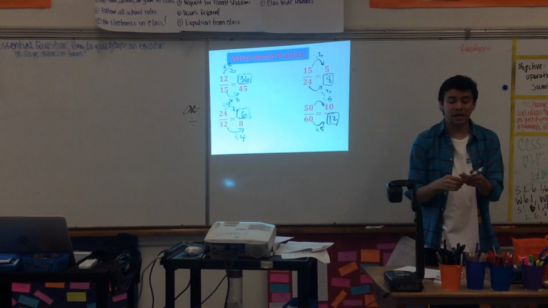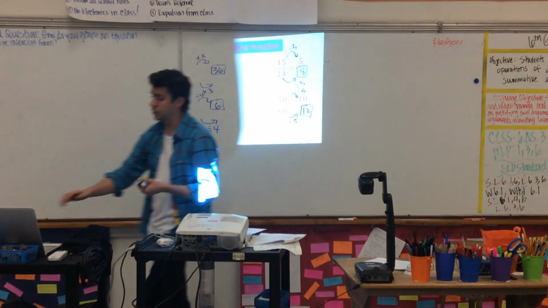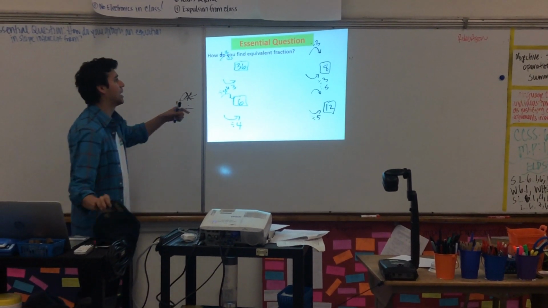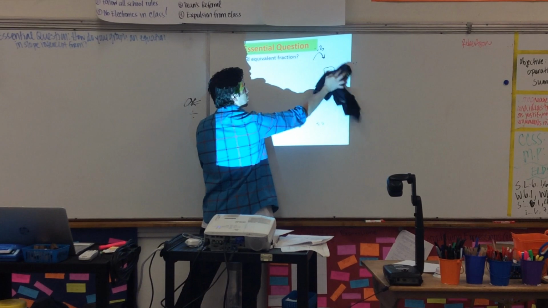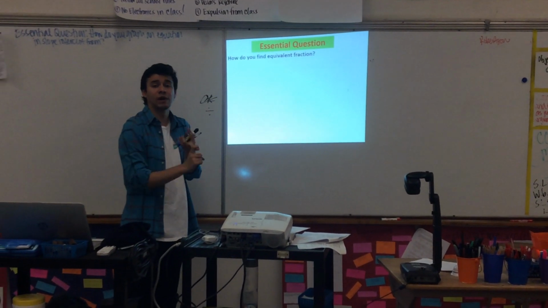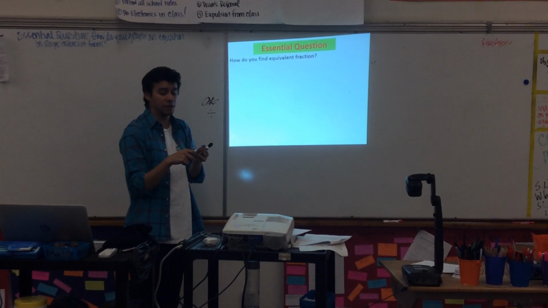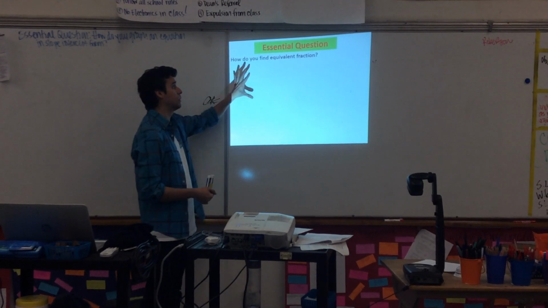And that's it. That's how you find equivalent fractions. Once again, let me go back to the essential question. The essential question for today's video was, how do you find equivalent fractions? Well, the way you find equivalent fractions is by either multiplying or dividing the numerator and the denominator by the same number to find the missing value. And that's it. Again, that's how you find equivalent fractions.